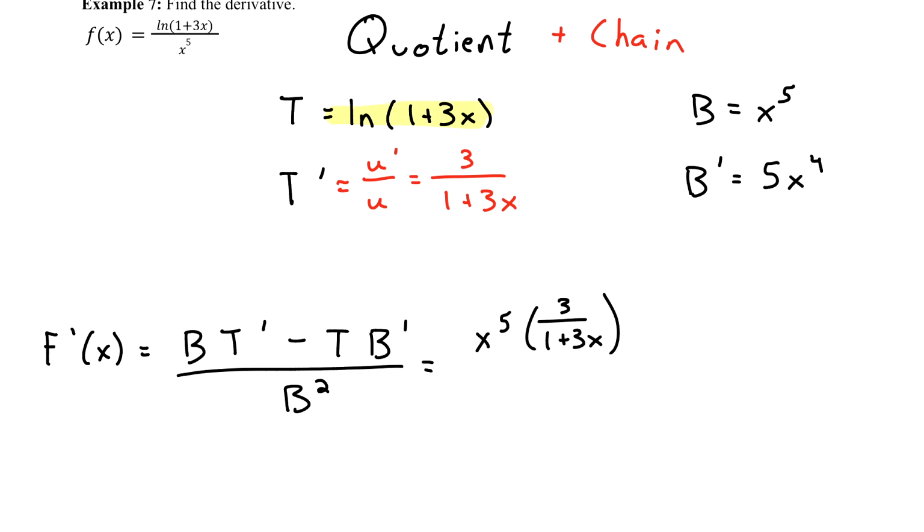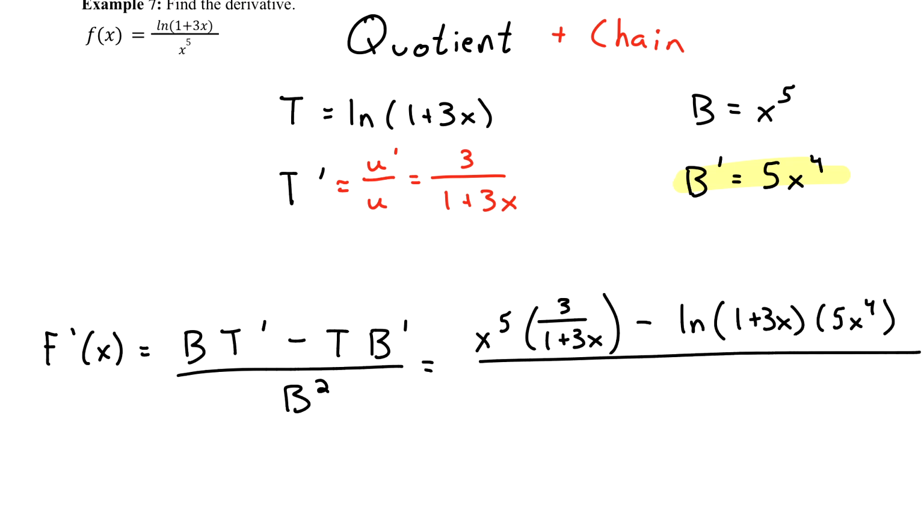Minus t, so that's going to be natural log of 1 plus 3x. So minus natural log of 1 plus 3x times b prime. Well, b prime in this problem would be 5x to the fourth. So times 5x to the fourth, divided by b squared. b squared in this case is x to the fifth squared. So here is my derivative. Now this one is pretty ugly to simplify. Sometimes we do end up with these that are just not very nice for us to work with and simplify, but we'll do our best here.